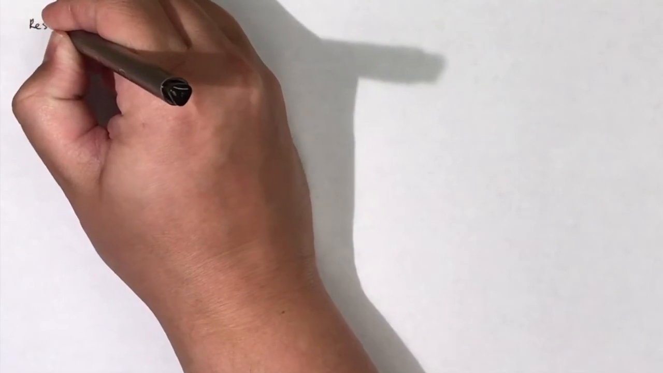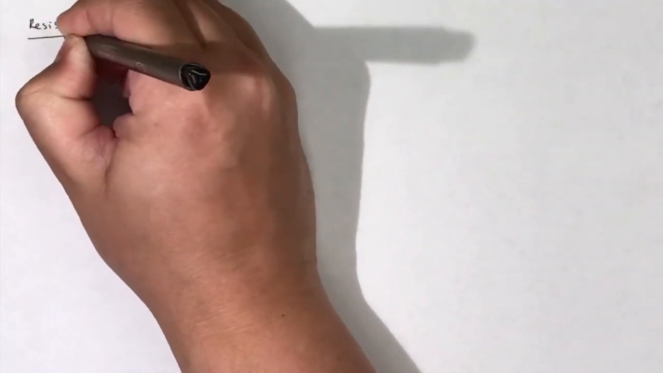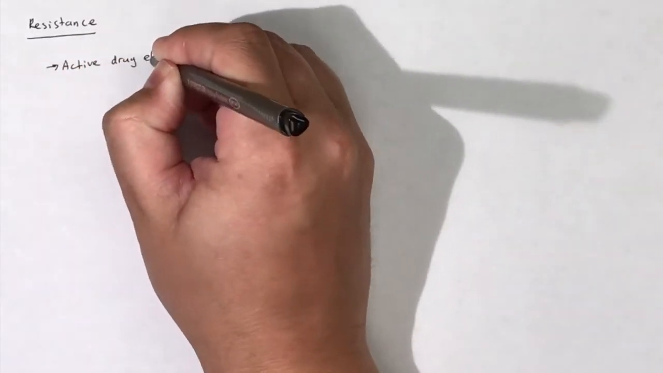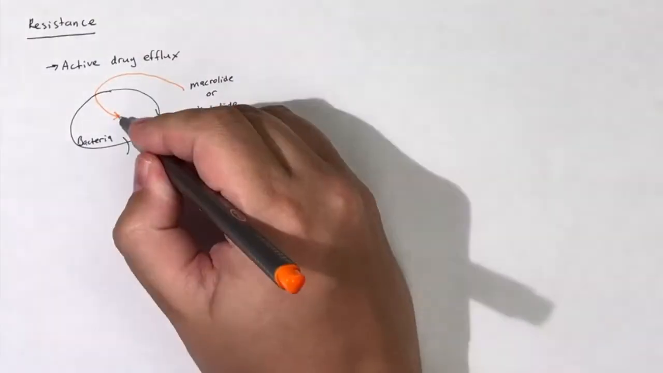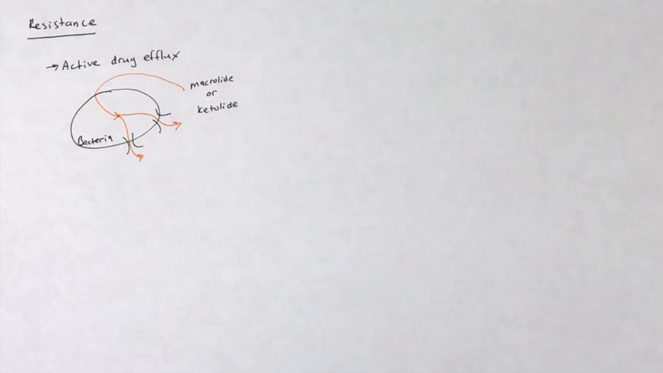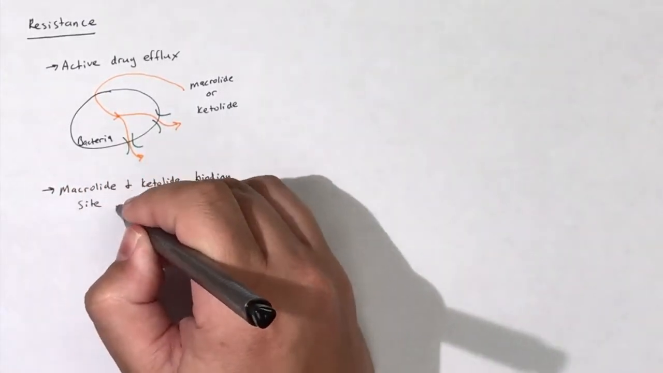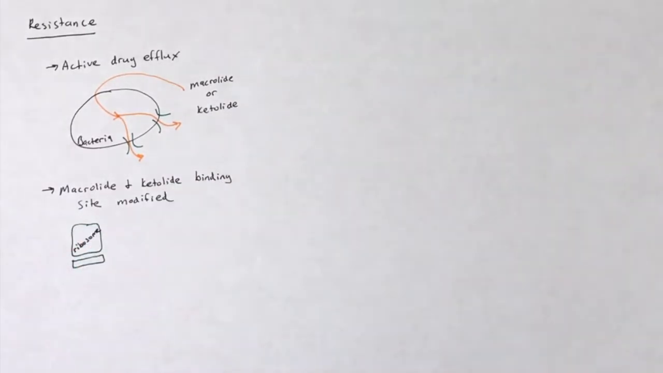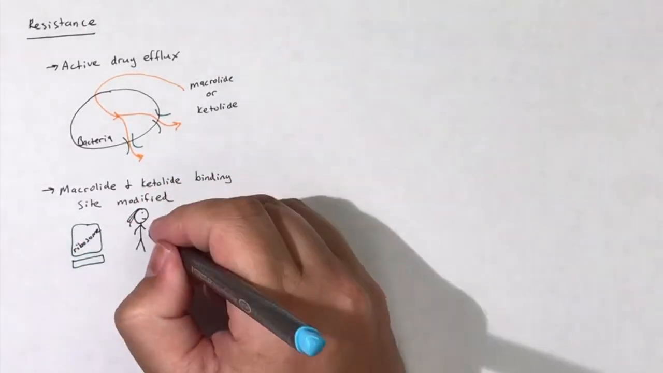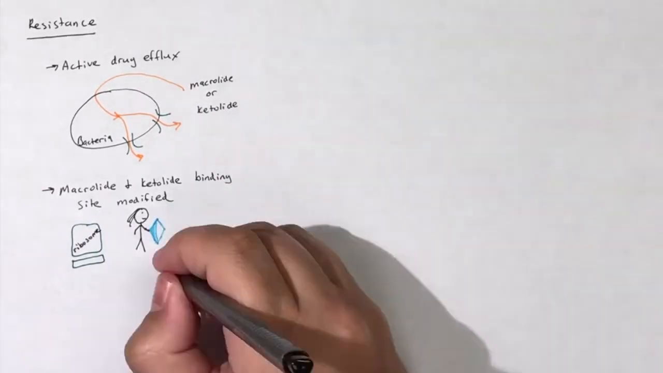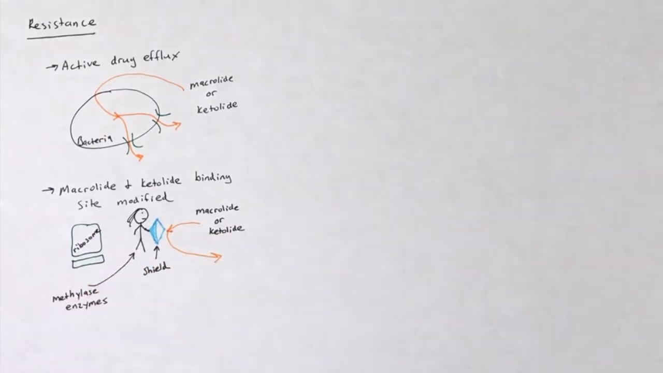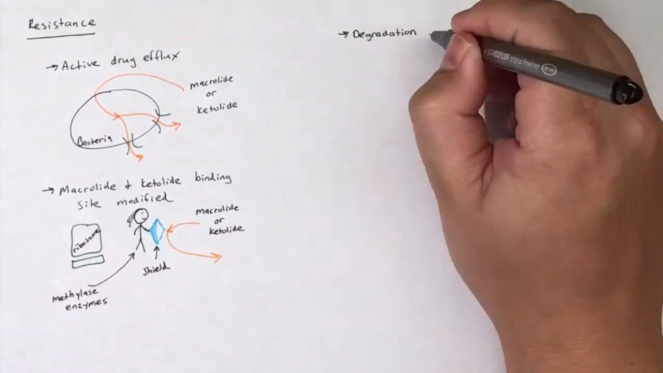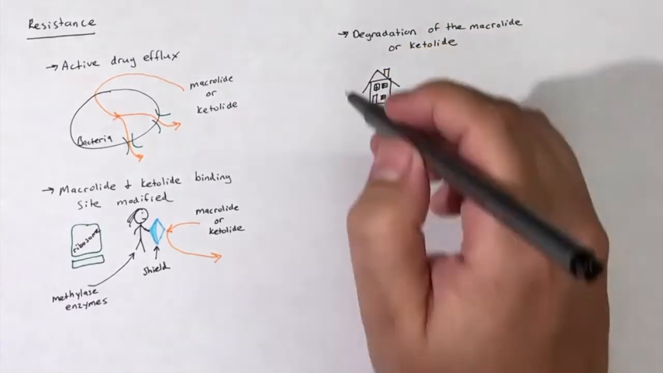According to a 2009 study in the Journal of Infection and Chemotherapy, there are four main mechanisms of resistance to macrolides and ketolides. The first is active drug efflux. Efflux of the macrolide or ketolide will reduce intracellular concentrations and prevent antibiotic action. Secondly, the ribosome can be shielded or protected from macrolides and ketolides by the production of methylase enzymes. These methylase enzymes modify the macrolide and ketolide binding site on the 50S ribosomal subunit, which results in reduced antibacterial action.